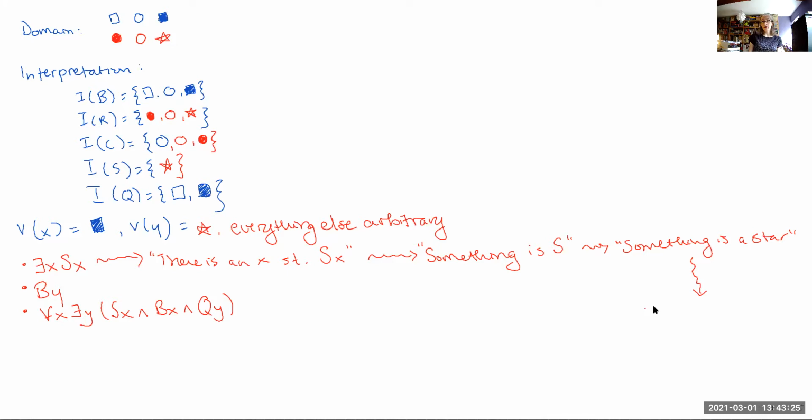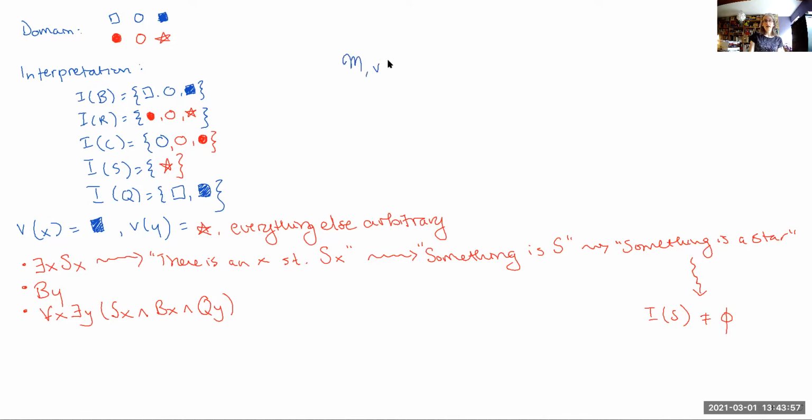Well, what we would need is for the interpretation of S to be non-empty. So if it is non-empty, then there is something that is in it. Something is a star. And if you look at our interpretation as we've given it here, in fact, there is something in it, it's the star. But now we want to figure out how to make this explicit using the definitions of truth that we have. And that's where the notion of the variable assignment comes in.